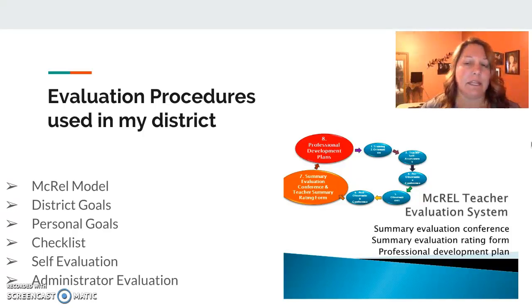What that means when it talks about the professional development plan is that our district chooses two goals that we put into the McCrell evaluation. We each have our online program with username and password, and we first put in our district goals and how we expect to meet those goals for the school year, and then we are to choose three personal goals that we expect to meet throughout the school year.